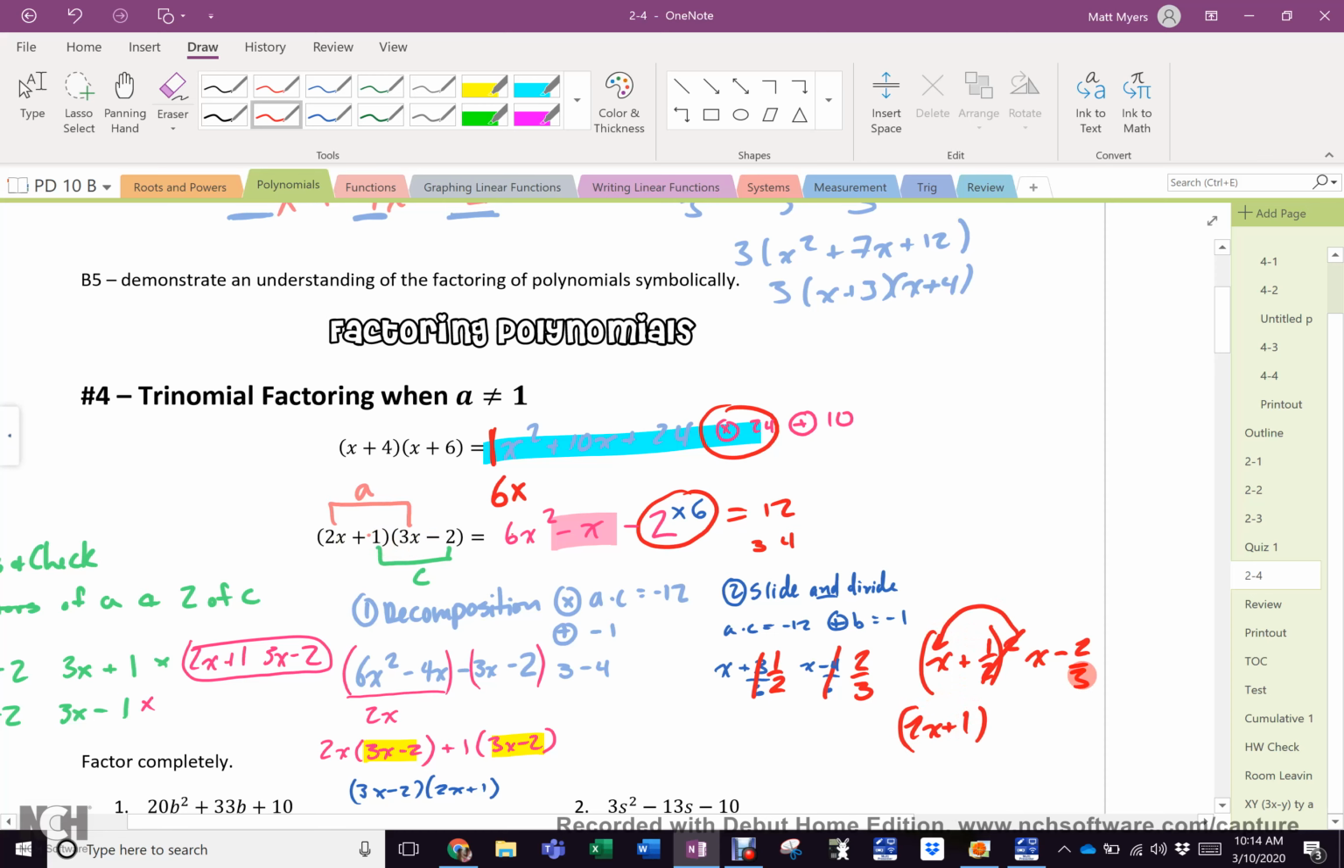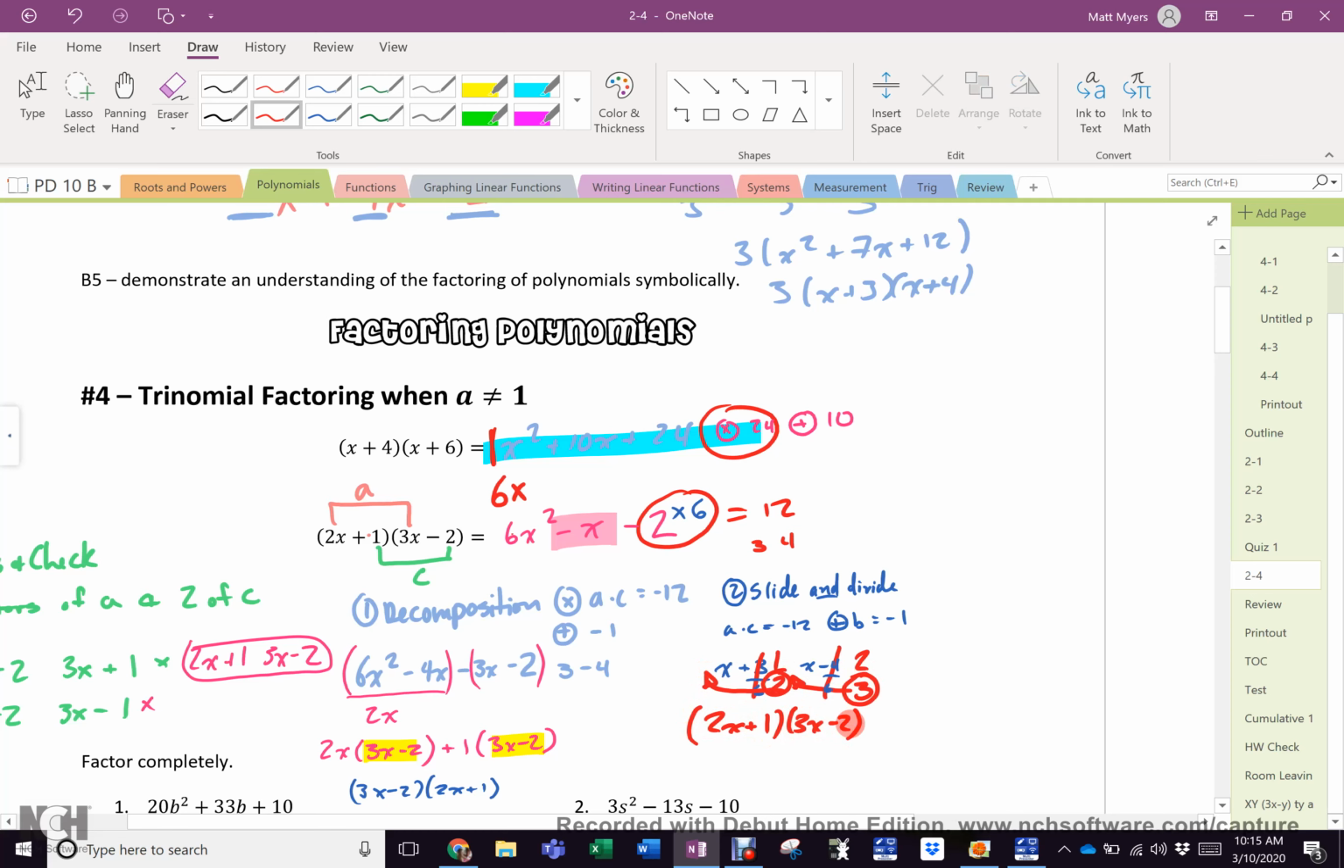What do you have to do there? Cancel, but the 3 distributes, right? 3x minus 2. That's why it works. It should be called divide and slide, really. Why is it called divide and slide? What did we do with these denominators that were left over? We slide them to the front. 2x plus 1, 3x minus 2. That's divide and slide.